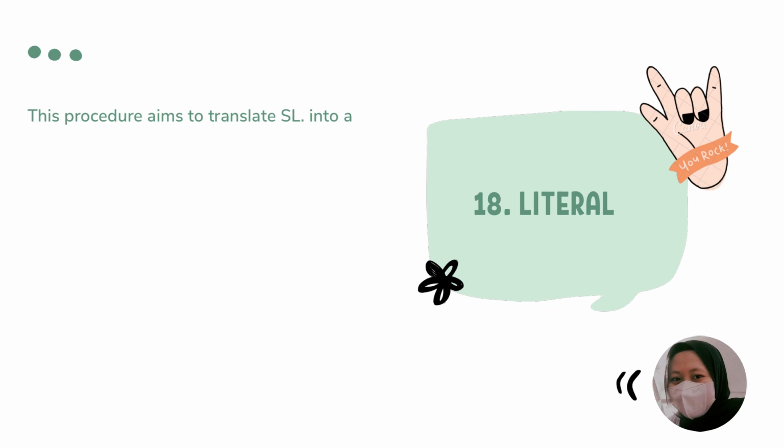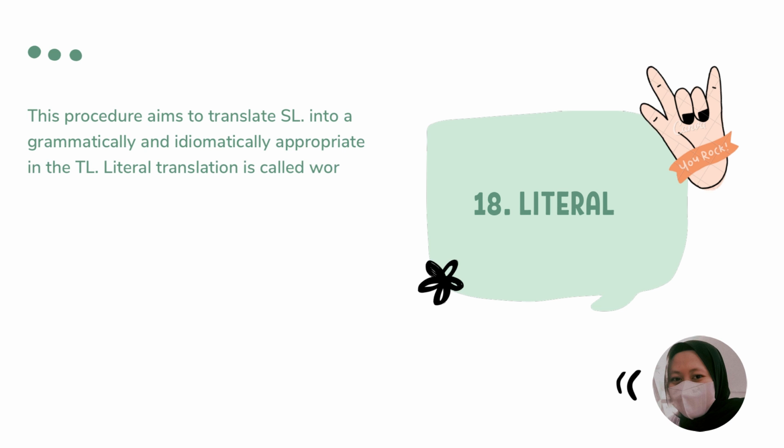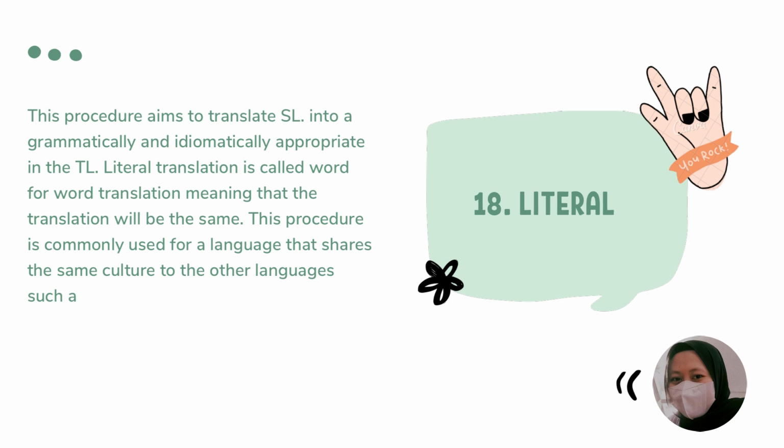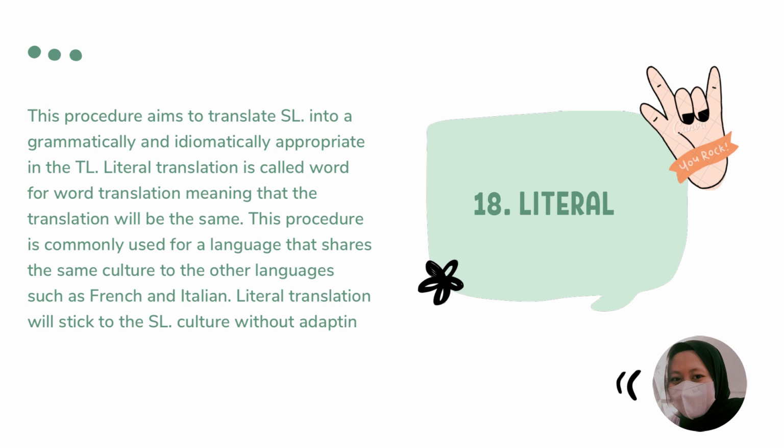18. Literal. These procedures aim to translate the SL into a grammatically and idiomatically appropriate form in the TL. Literal translation is called word-for-word translation, meaning that the translation will be the same. This procedure is commonly used for languages that share a similar culture with the other language, such as French and Italian. Literal translation will stick to the SL culture without adapting to the TL culture (Vinay and Darbelnet, 1995).